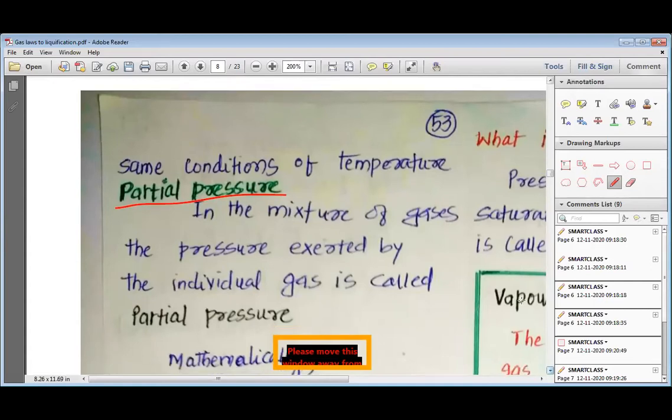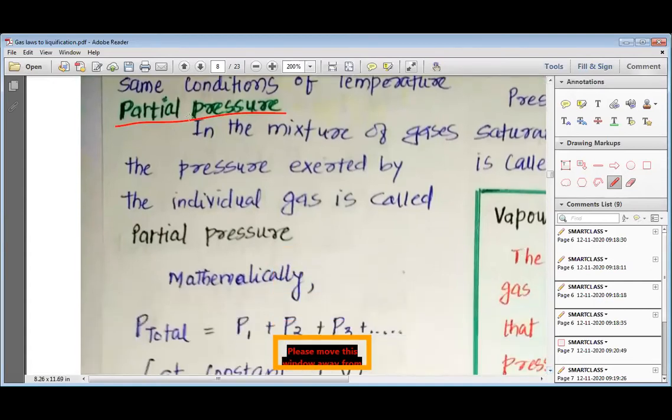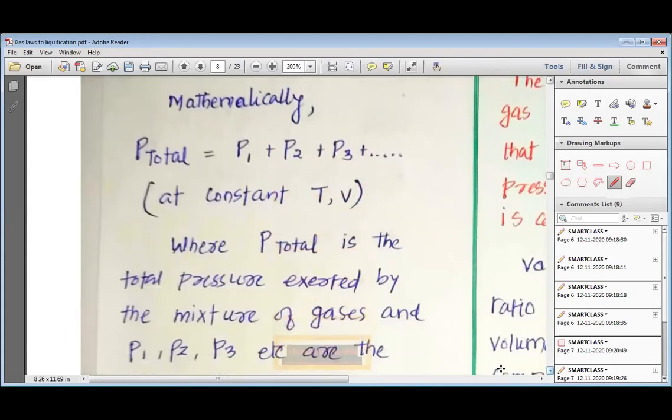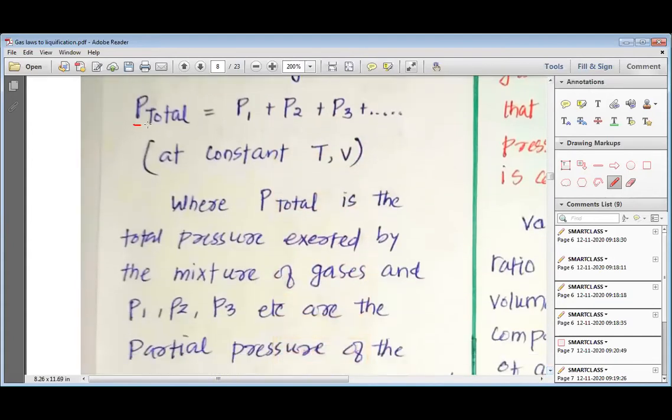That pressure is known as the total pressure. So in a mixture of gases, the pressure exerted by the individual gas is called partial pressure. Mathematically, the total pressure exerted by the mixture of gases is P total equal to P1 plus P2 plus P3 plus dot dot dot. It depends upon the number of gases.